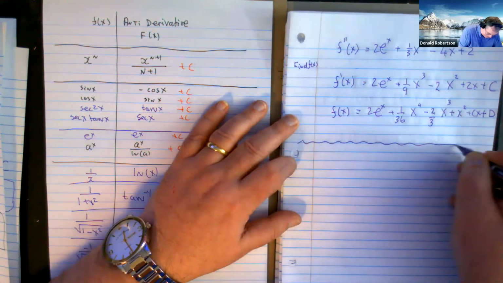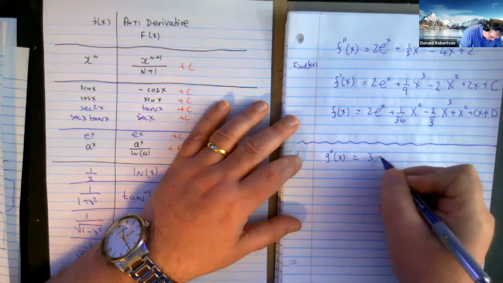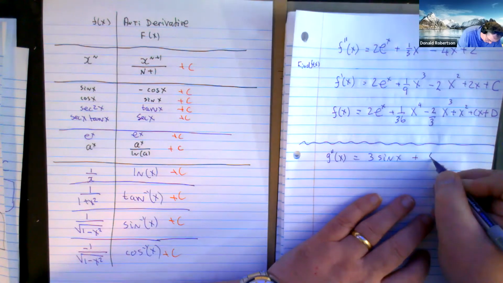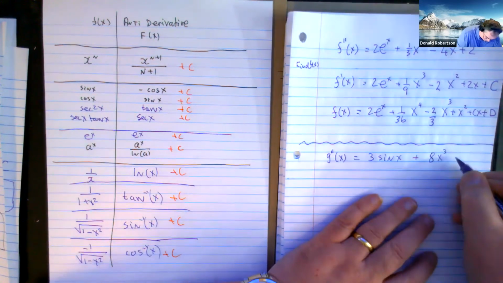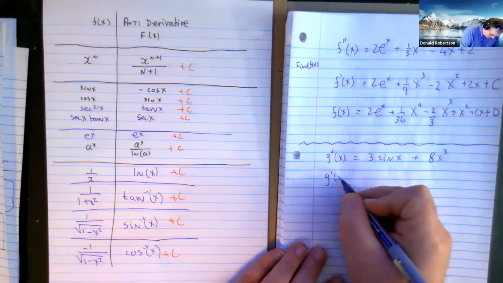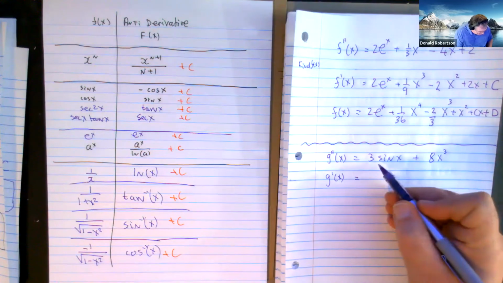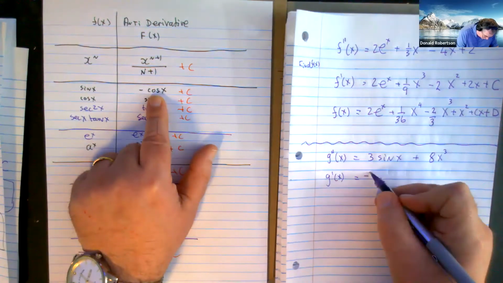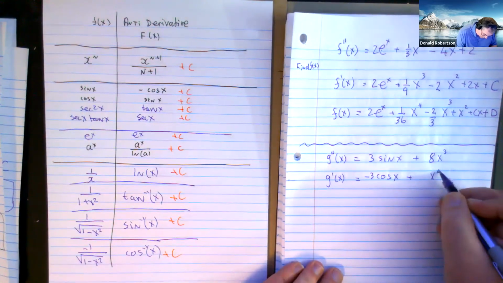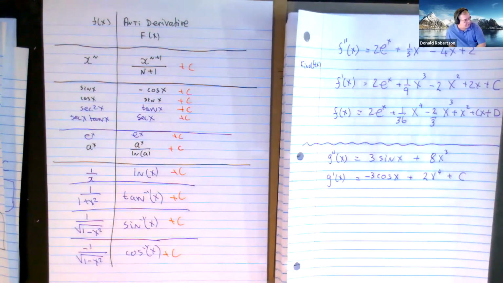Let's try that one again. Let's suppose I did the second derivative of g is 3 sine x plus 8 x cubed. Just do that one. And the question was, find g of x. First antiderivative. If you do the antiderivative of a sine, you get a negative cosine. So that's negative 3 cosine x. In this one, you add 1 to the power and then divide by the new power. And then plus c. Are we cool with that one?